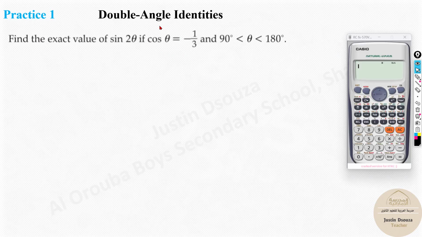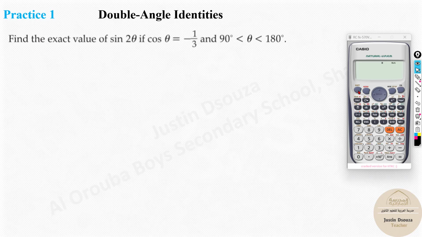Here you need to see what is given. Cos theta is given, right? That is negative 1 by 3. It's in the second quadrant. So in the second quadrant, only sine is positive, not this, the sine theta, okay?